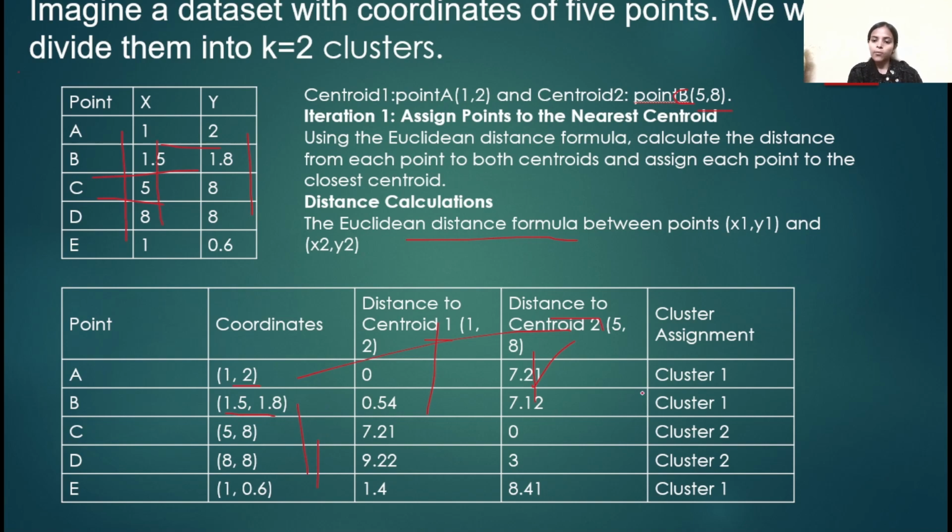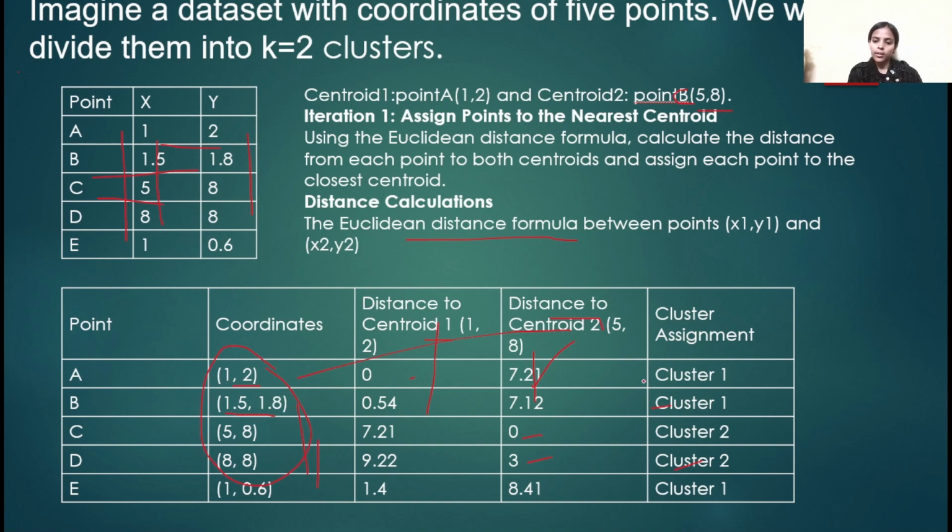The next step is to assign clusters. To assign the cluster, we will see whose centroid is closest. So here it is 0, so we will assign it to cluster 1. Now here it is for centroid 2. Here the minimum is 0, so it will be assigned to cluster 2. Here the minimum is 0.54, so it will be assigned to cluster 1. Here, whose centroid is closest? 3. So this is assigned to cluster 2. This is the division of clusters. This is the method by which we divide these data points into clusters.